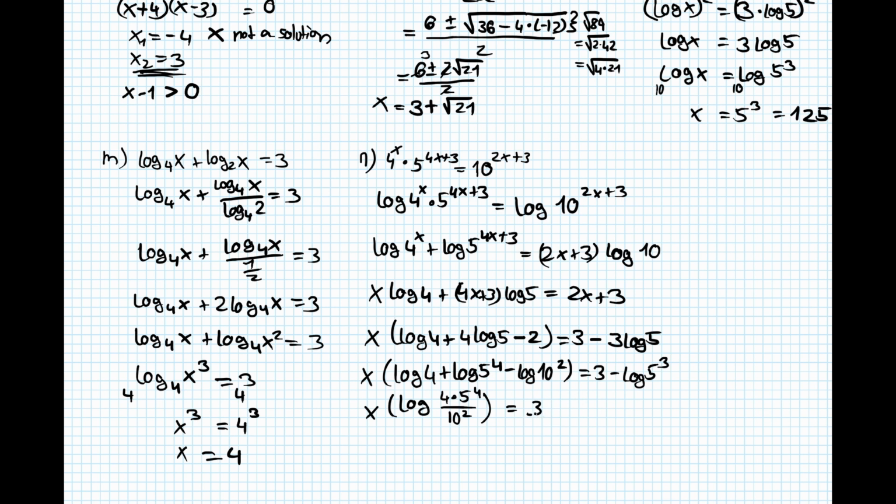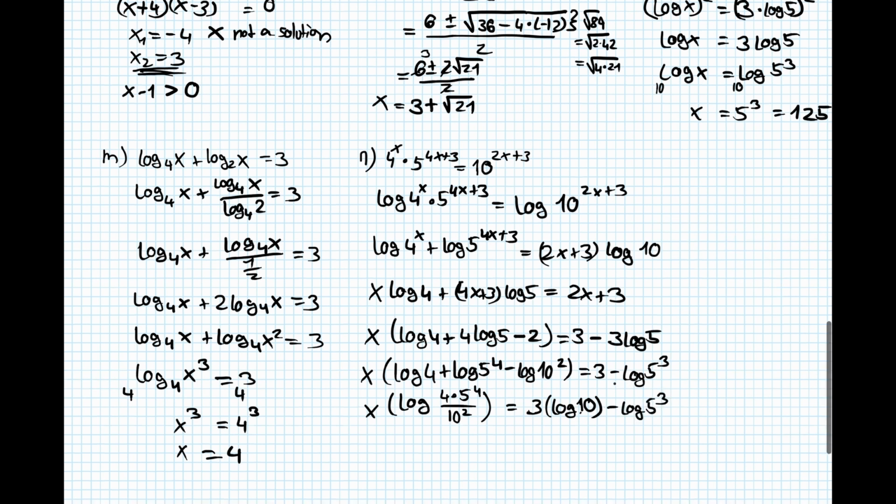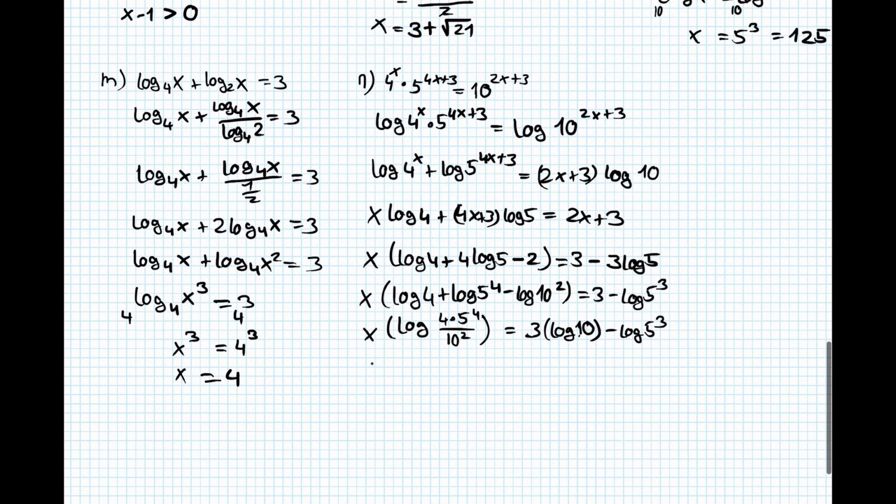And the 3 is also again the same as 3 log 10, because that's just 1, minus log 5 to the power of 3. Alright, let's simplify this here again. X times log, and this is 100, so we can just divide 100 by 4, which is left with 25. 25 is 5 to the power of 2, so we're left with 5 to the power of 2, which is 25.